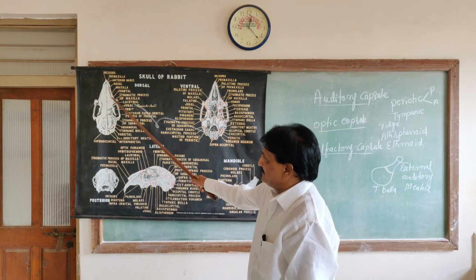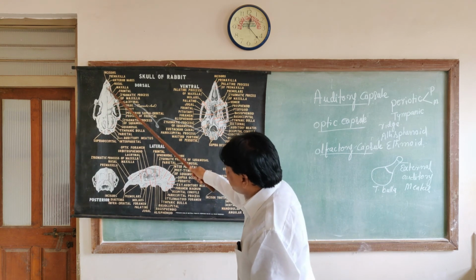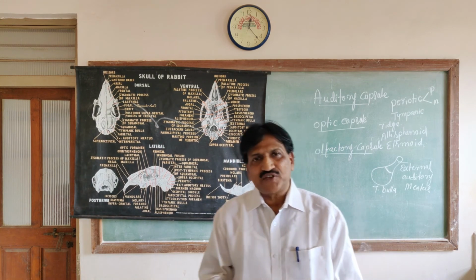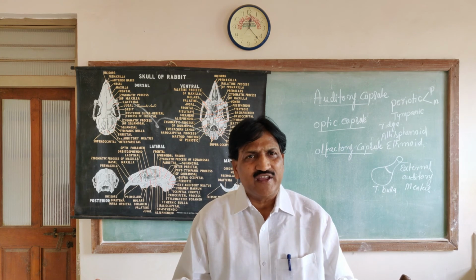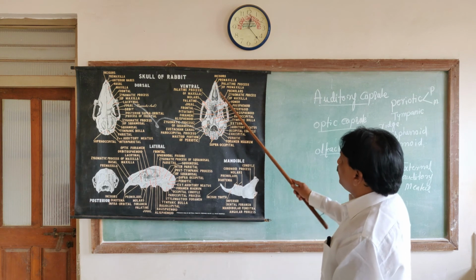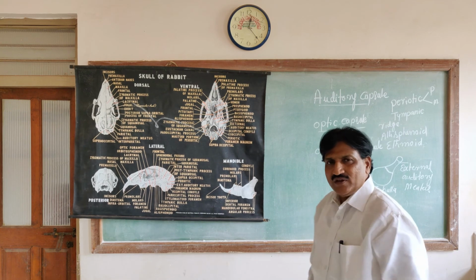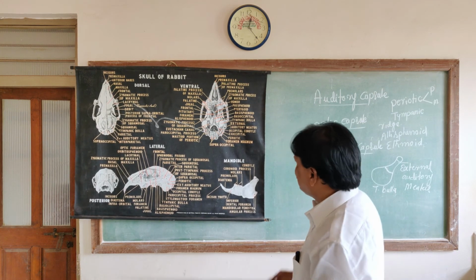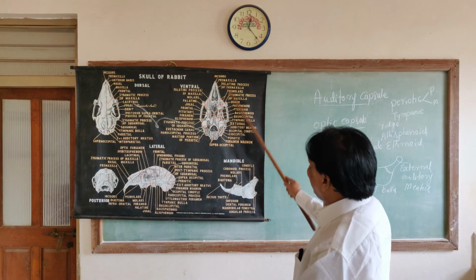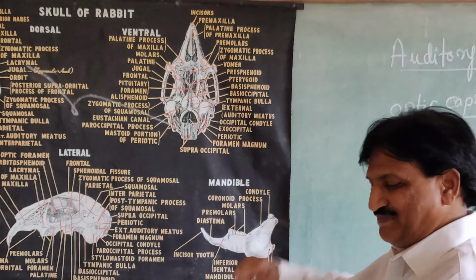Now, the olfactory capsule is present in front of the frontal segment. So what bones are present? Very simple. On the dorsal side you can write two nasal bones. On the ventral side there is the vomer bone. Dorsal side has the nasal bone, ventral side has the vomer bone. What about the lateral side? It has the premaxilla and maxilla.